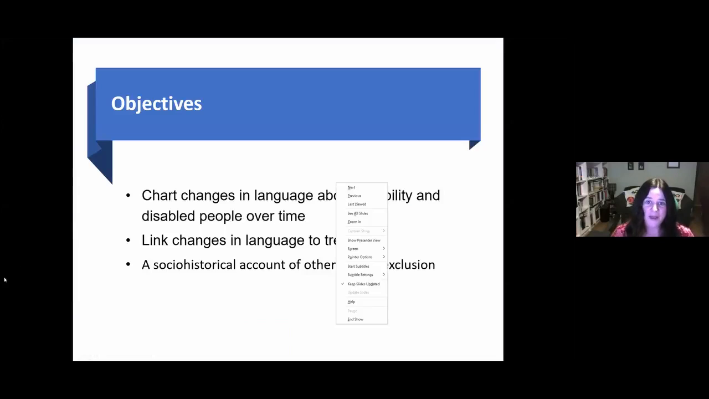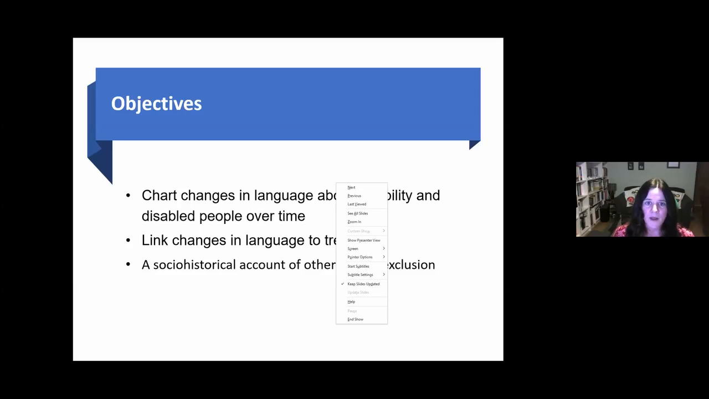And the aim then is to chart changes in the language people use to talk about disability across time, with the proviso that language reflects and shapes attitudes. So what I want to do is show how language shapes treatment and why the need to focus on attitudes that Alison's talked about is so central to providing for all of the needs of disabled people.